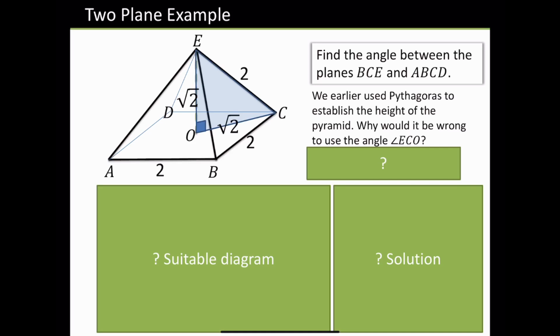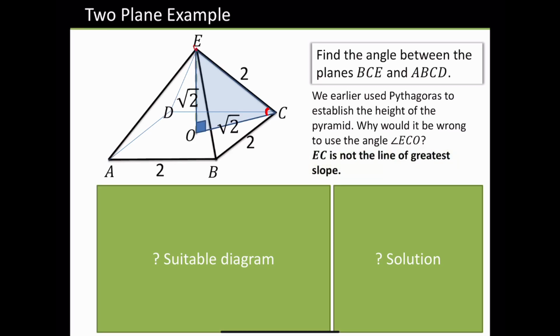So we only use Pythagoras to establish the height of the pyramid, okay? We've done this already before in a previous question. So why would it be wrong to use the angle ECO? So why would it be wrong to actually use this angle here? Well, the reason why this is wrong is because it's not the greatest slope.